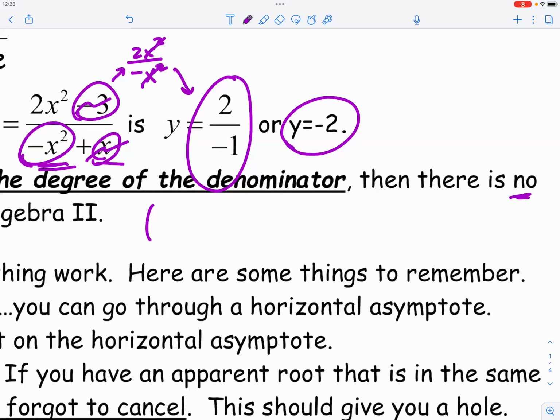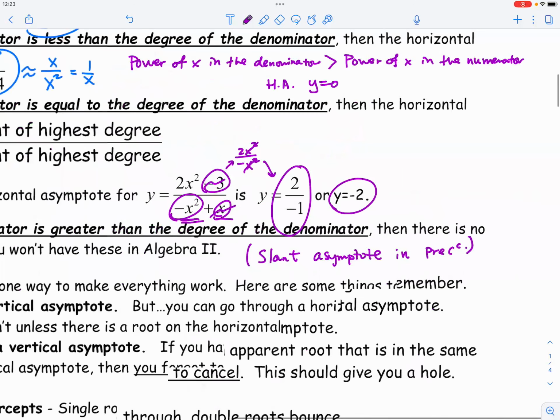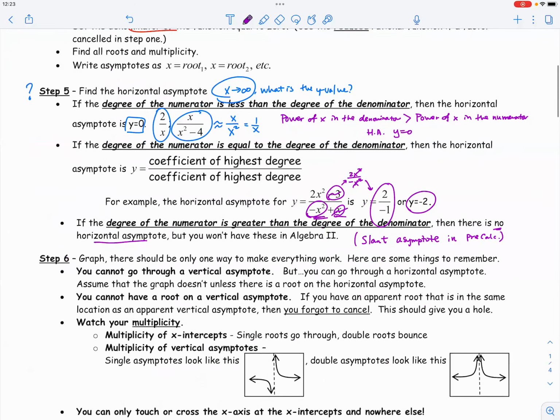Now, I also want you to write something down here. If that is the case, we actually have something else. It's called the slant asymptote, which you would not learn from me this year, but you will learn this in pre-calc. So you will learn this next semester when you take pre-calc. If you want to learn it, plenty of resources out there. I might have a video on my YouTube channel for this.